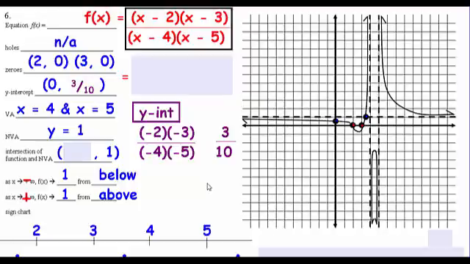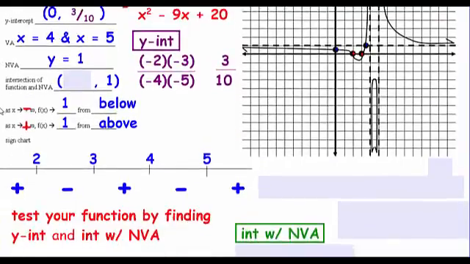Okay, so then to figure out the intersection with the function and the NVA and further verify if that looks correct, if it's somewhere between 3 and 4, then we can safely say that this is our function. Okay, so first let's expand this out. Expand out the numerator, x squared minus 5x plus 6. And expand out the denominator. All right, x squared minus 9x plus 20. All right. So from there, we'll do our long division.